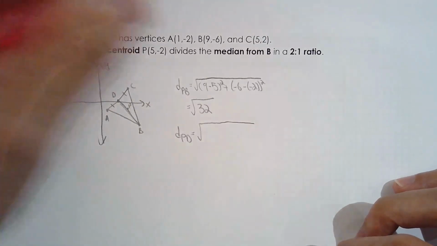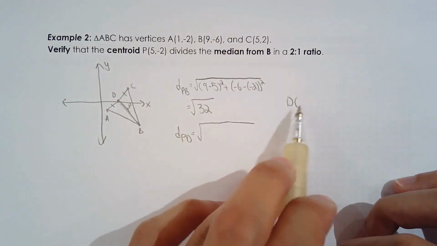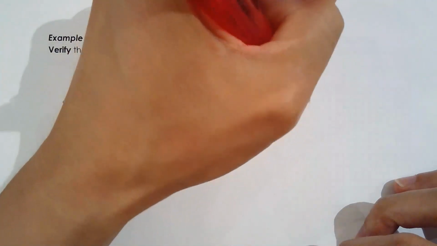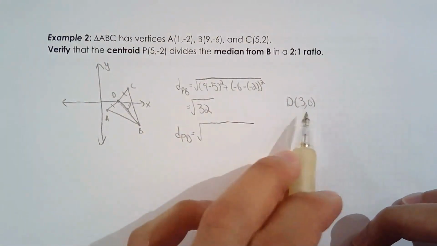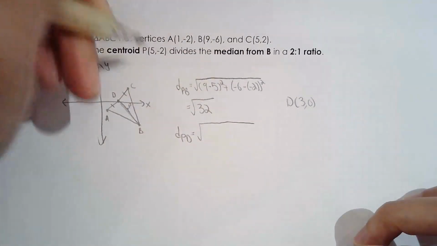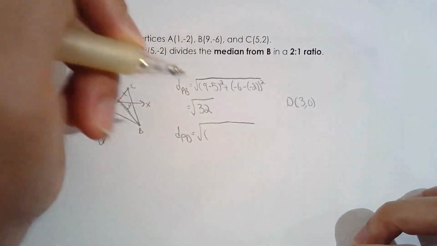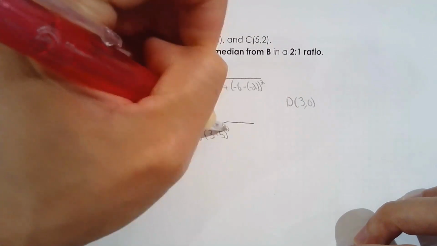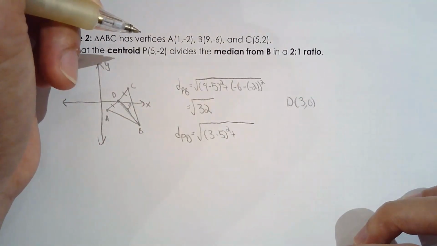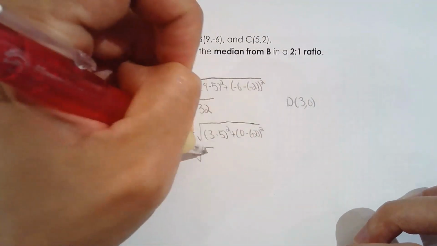Yeah, we forgot D. In our first example, we did the midpoint calculation. D was (3, 0). You can go back in the video and see how I found D, but D is (3, 0). Okay, P is (5, -2), so let's say 3 minus 5, and 0 minus negative 2. And then let's say 2, 4, 8.